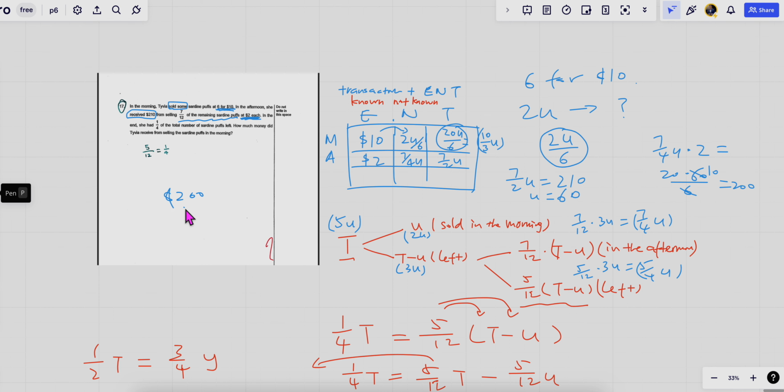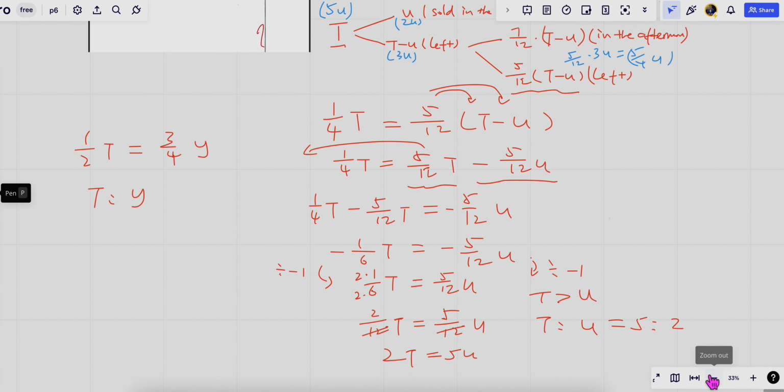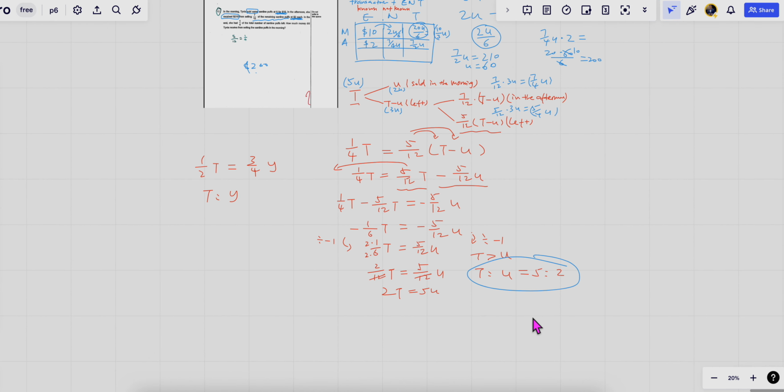Okay, so you just look at how this question can be solved using branch and table. Number one, the branch helps you to get the ratio out. Once you have the ratio, then you will get the number in terms of u, because your number is not known. And that's it.